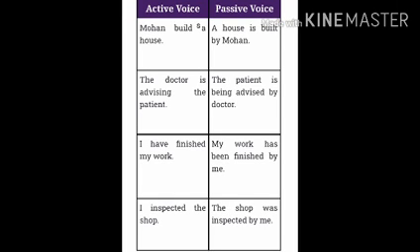Here are 4 examples of active voice and passive voice of different tenses. Let's see the first one. Mohan builds a house. It is in simple present tense. A house is built by Mohan. Second one. The doctor is advising the patient. It's in present continuous. The patient is being advised by the doctor.